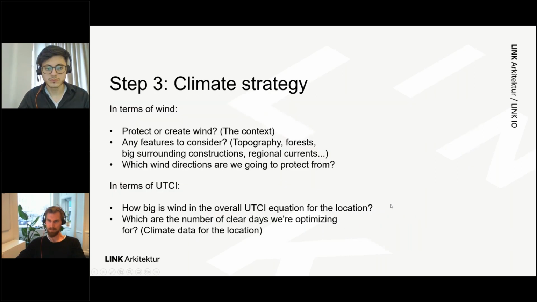So, setting up a climate strategy. Joel will show us a little bit about the UTCI on concrete projects later, but it's about protecting or creating wind. Or are there any other features, like large buildings, forest, and so on, we need to keep in mind? And then also setting a goal, because do we want to lower wind speeds or make a higher UTCI in the entire area? Or are there certain areas, like a cafe, we want to prioritize? And we want to combine that with a strategy for where the sun is, and when. So maybe for the cafe we want the sun in the afternoon, and for the baker we want it in the morning.